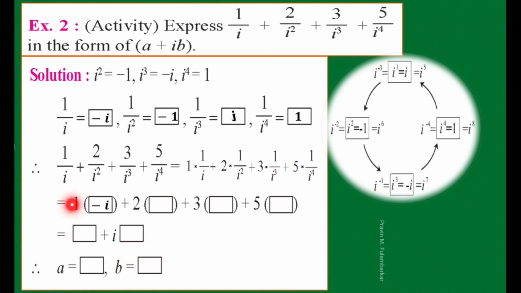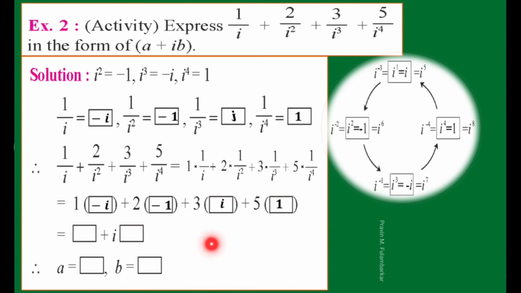Now here we replace the value of 1 by i, which is minus i. In the second bracket we replace the value of 1 by i square, which is minus 1. Then we replace the value of 1 by i cube, which is i. Then in the last box we replace 1 by i raised to the power 4, which is 1. So in this way we can find the value. Now we have to add the real part with the real part and the imaginary part with the imaginary part.